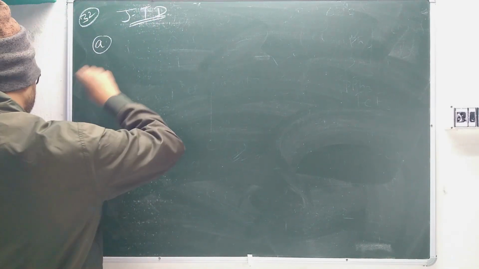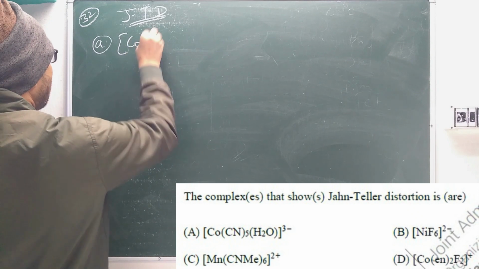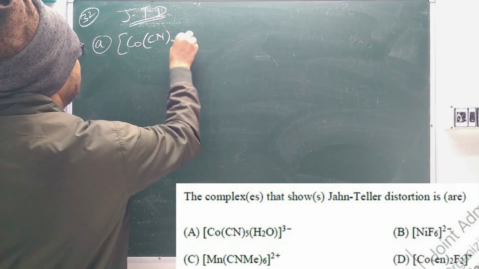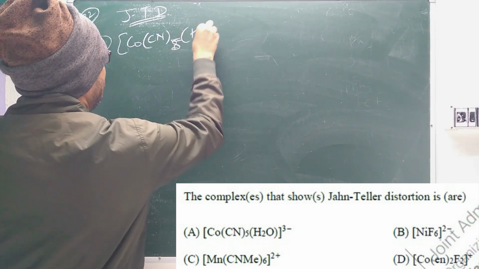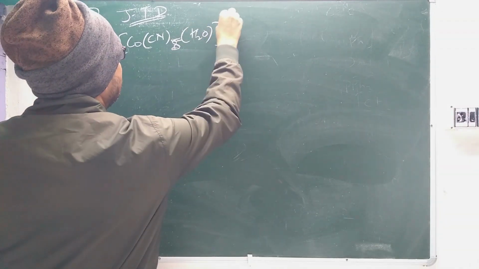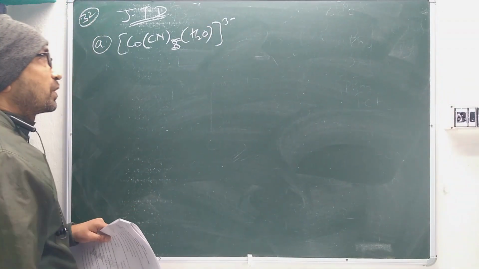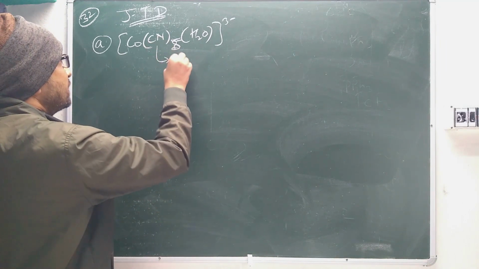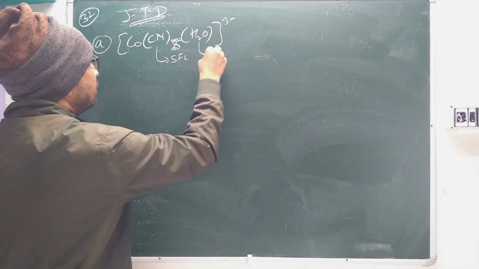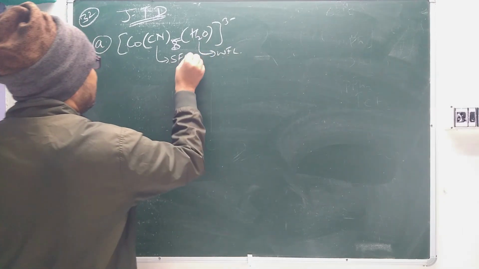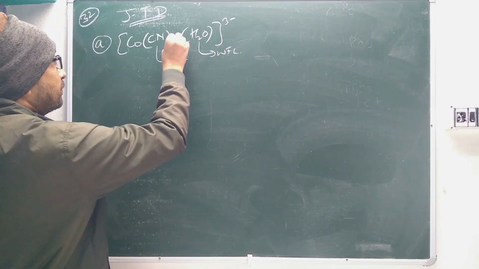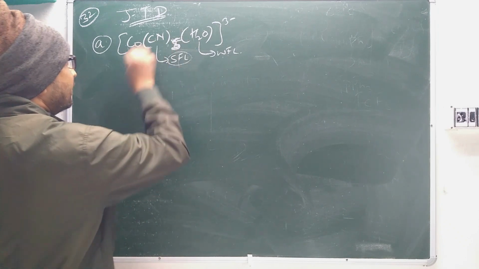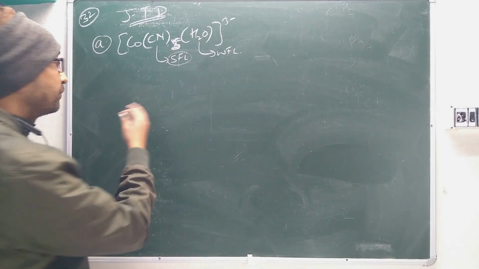For option A, what is the complex? Cobalt, cyano 5 times, and then water, with charge 3 minus. First we have to see the molecular arrangement. Here this will be a strong field ligand and this will be a weak field ligand. But if the strong field ligand is present 5 in number, this will behave like a strong field ligand only. So pairing up will take place.